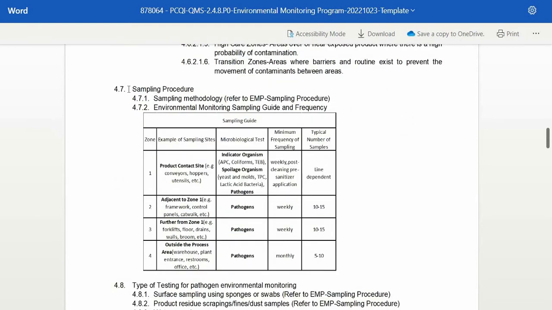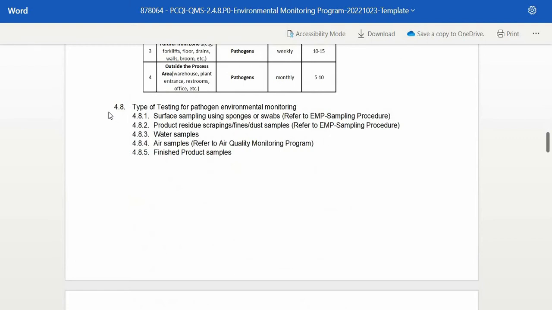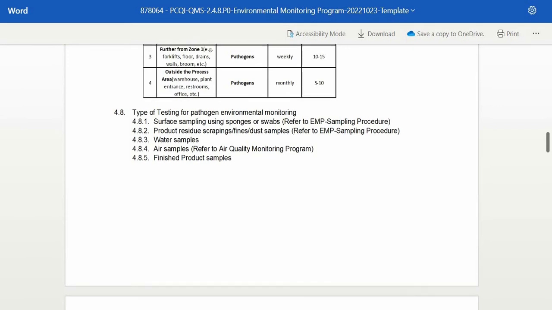Next is sampling procedure. Sampling procedure includes sampling methodology, which you may refer to EMP sampling procedure, and the Environmental Monitoring Sampling Guide and Frequency. Next is type of testing for pathogen environmental monitoring, which includes: 1. Surface sampling using sponges or swabs, which you may refer to EMP sampling procedure. 2. Product residue scrapings, or fines, or dust samples, which you may refer to EMP sampling procedure. 3rd, water samples. 4th, air samples, which you may refer to air quality monitoring program. And 5th, the finished product samples.